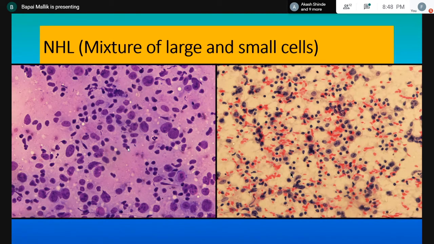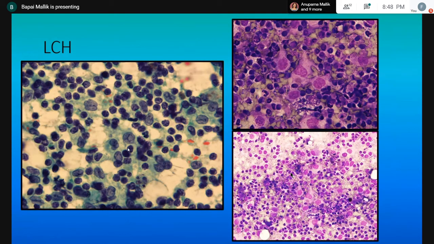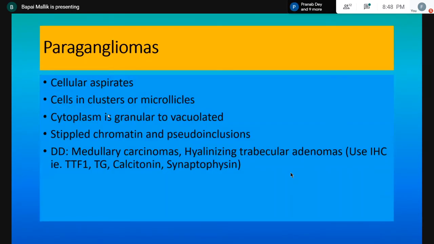With this kind of large cells, I would go straight and call it an NHL. So this is one example of a Langerhans cell histiocytosis, just putting it through because this is one of the tumors you can find in the thyroid. Of course, the background will show other cells like the small lymphocytes and sometimes eosinophils. They're not shown up well, but then look at these cells, the Langerhans cells with grooves. So everything which has a groove in the thyroid is not necessarily a papillary thyroid carcinoma.